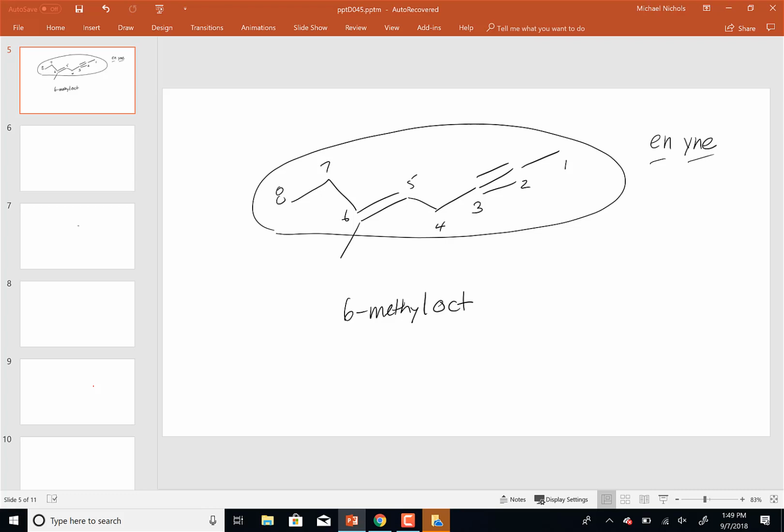So, final thing. This is an oct-ene. I need to tell you where the double bond is. So what's the first number in the double bond? It's 5. So this is an oct-5-ene. Where's the triple bond at? 2. So this is a 6-methyl-oct-5-ene-2-ine.